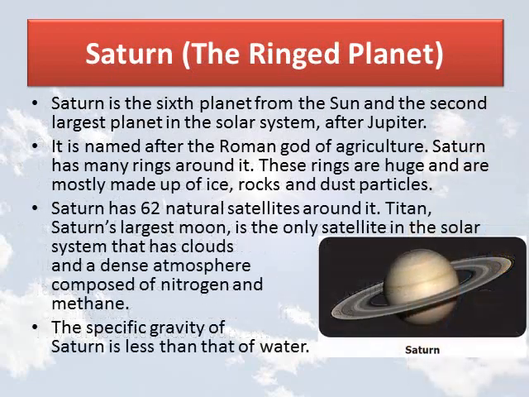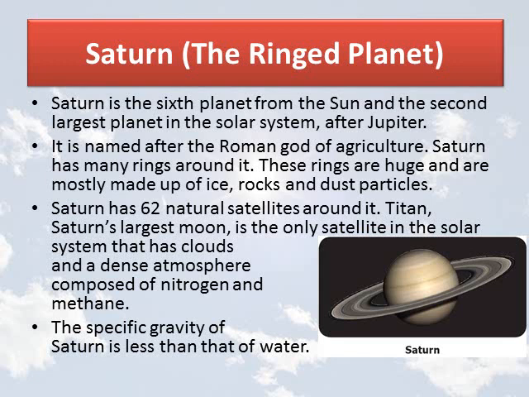Now let us move on to Saturn, the ringed planet. Saturn, my dear children, is the sixth planet from the Sun and the second largest planet in the solar system after Jupiter. It is named after the Roman god of agriculture. Saturn has many rings around it. So it is the sixth planet and the second largest after Jupiter. It is named after the Roman god of agriculture and it has got many rings around it.